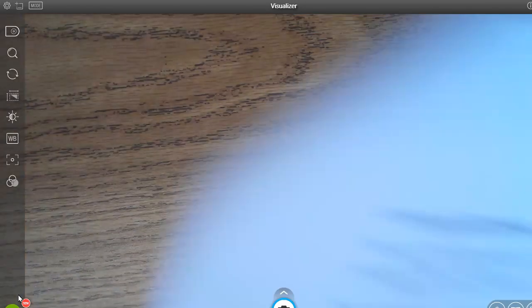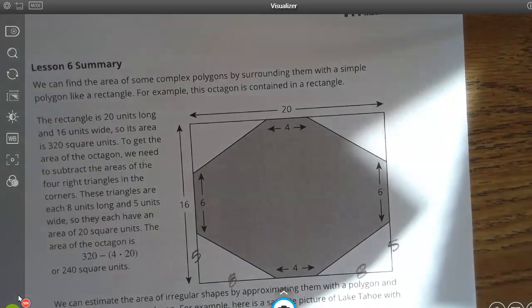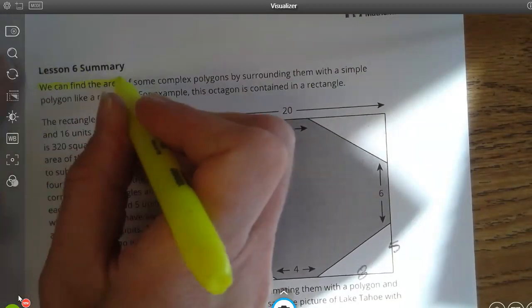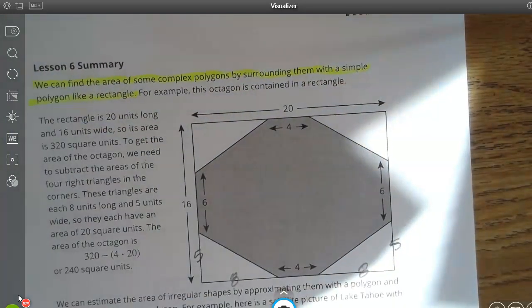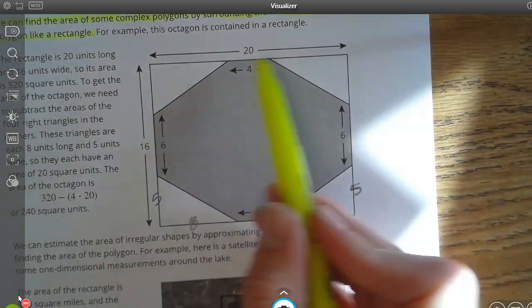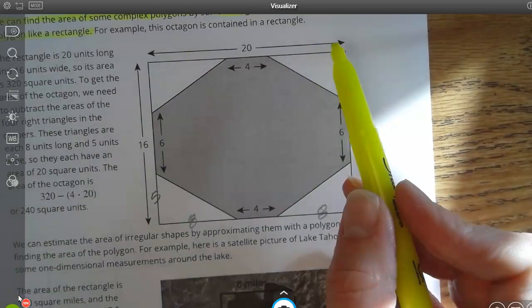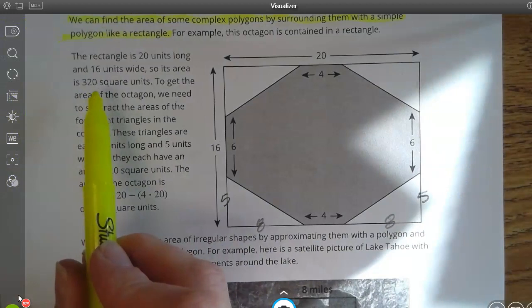Okay, let's look at the summary just real quick. And so just to remind you that you can find the area of different irregular shapes by just using polygons to draw around them, and a rectangle is really probably one of the best ones to use. But with this octagon here, they show us that we have a rectangle that goes around, okay, that's 20 units here and 16 here. So we could then find the area of that whole octagon is 320 square units.